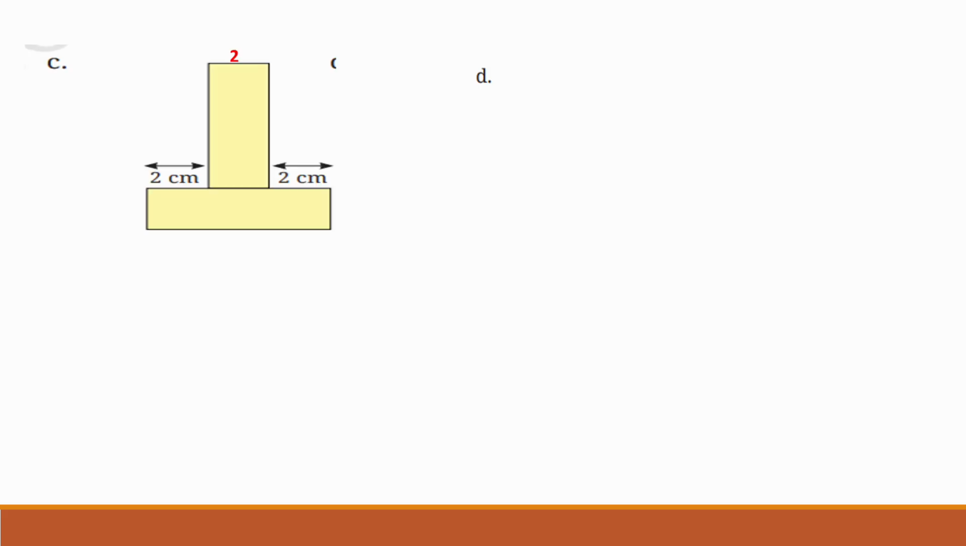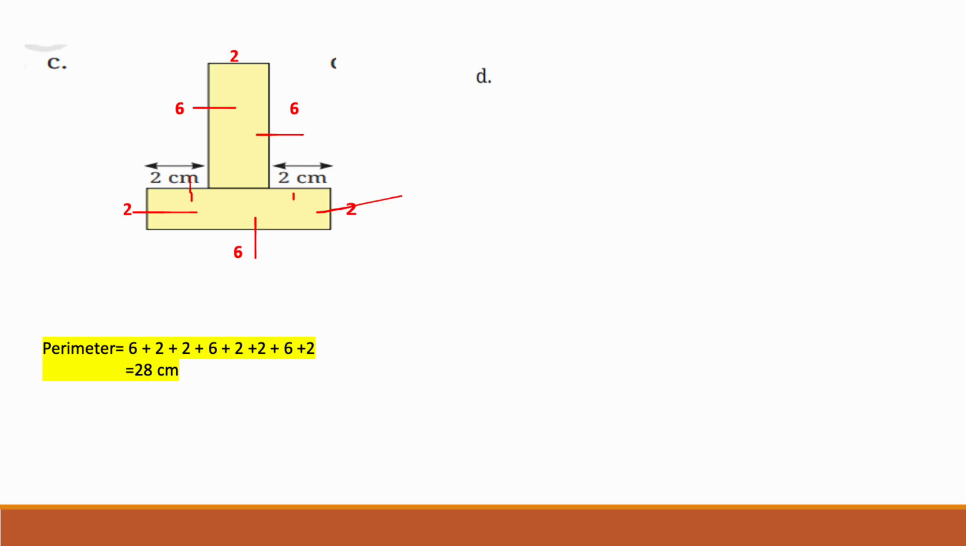Next figure. See, here breadth is 2 centimeter and the length is 6 centimeter. So here also it is 2, here also it is 2. Then here it is 6, then here it is 6, here also 6. So the perimeter is 6 plus 2 plus 2 plus 6 plus 2 plus 6 plus 2. So it is 28 centimeter.